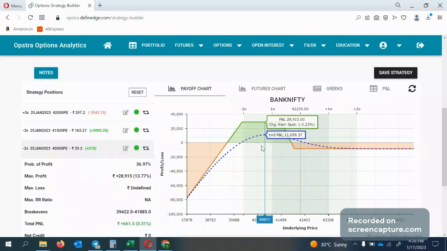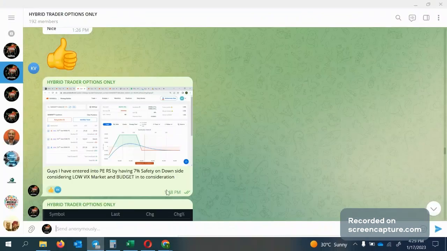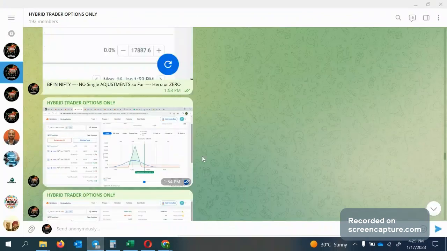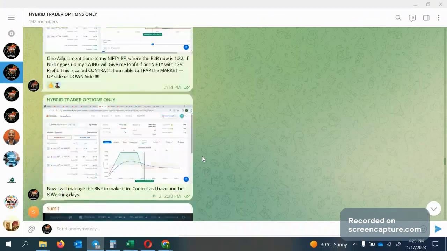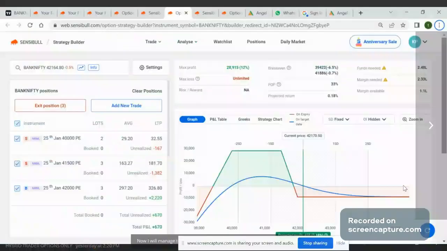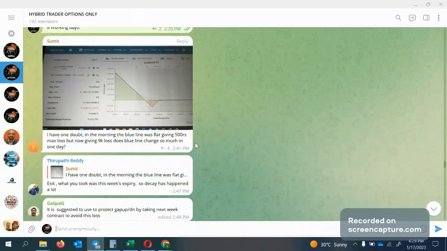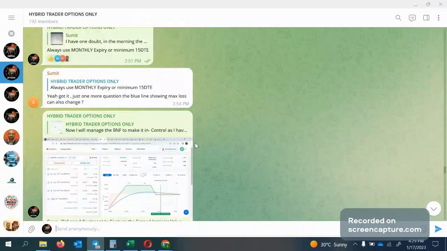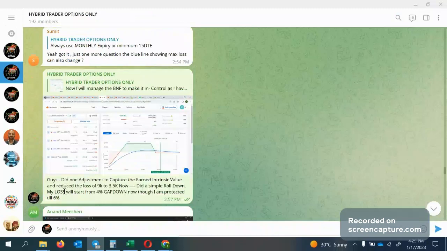Again, let me take you to the Telegram. I deployed this at 1:48, and on the same day, almost at 2:20 p.m., my put debit spread was giving me 670 profit. On the same day, as I've mentioned here, guys, I did one adjustment to capture the earned intrinsic value. This has a very great meaning, guys.